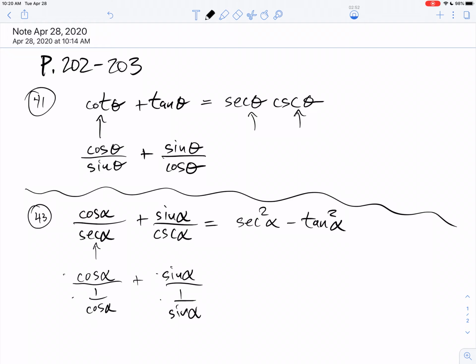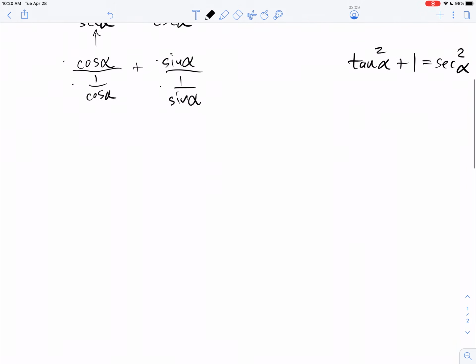And then, when you start seeing secants and tangents in the same thing, that's when you start thinking, you know what, tangent squared alpha plus 1 equals secant squared alpha. That's when you start looking for that kind of thing. And you do a substitution. That's what I would do for 43, my hint.